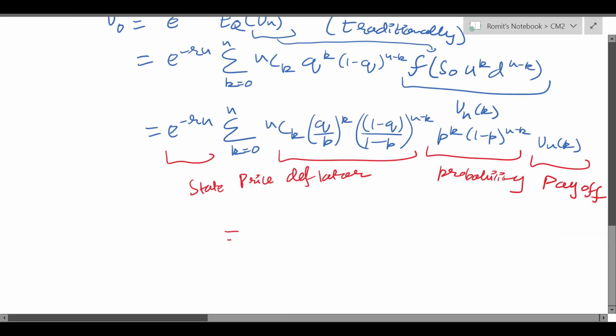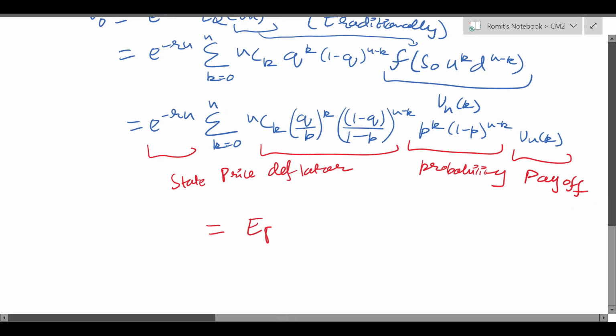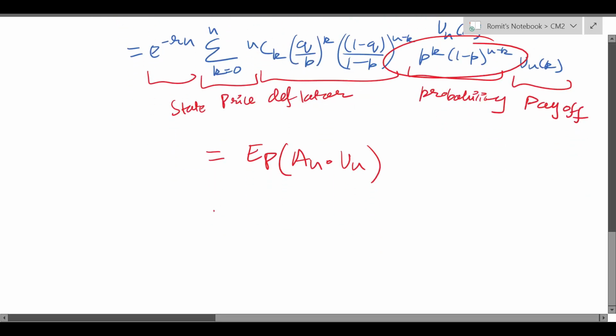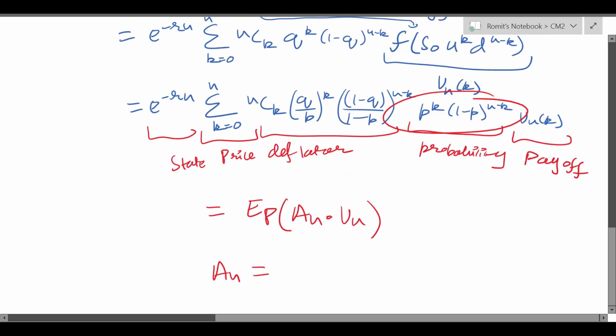So what you can write it as now is, you're taking the expectation under the real world probability. Notice that the probability I'm using is the real world probability of what? Of the state price deflator, which will be An, and Vn, and you're adding over all the possible values of k. So there can be 0 increases, 1 increase, 2 increases, 3 increases, and so on, right? That's why you're taking an expectation, right? And what is An? An is just simply this whole expression.